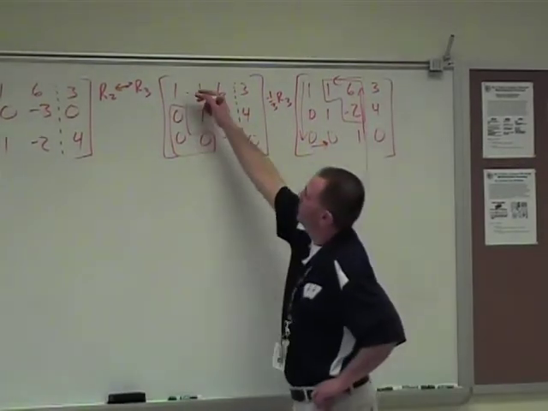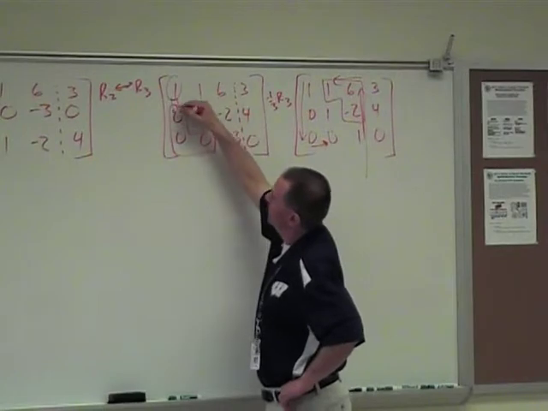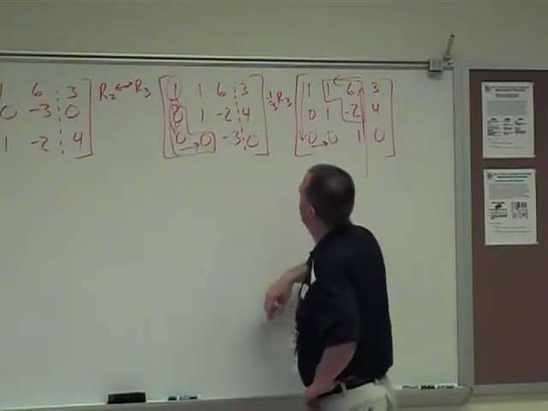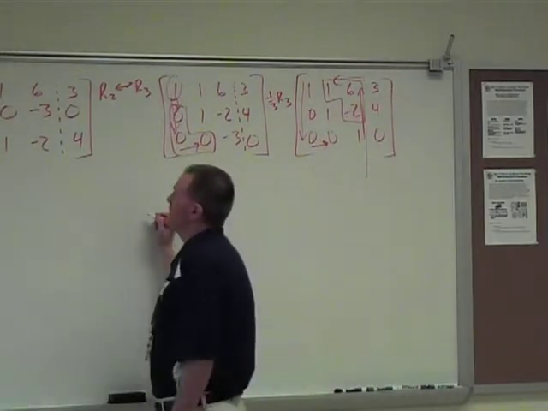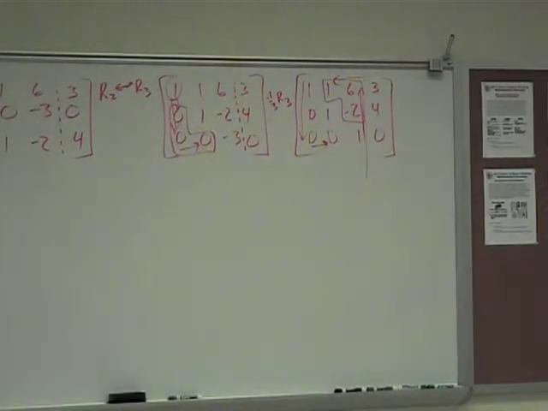What did we do here? We took this one and got rid of this one first, and then that one. Okay? Row 3 times 2. Alright, so let's go 2 times row 3 plus row 2. And I'm going to write it backwards too. Alright, so the third row stays the same.